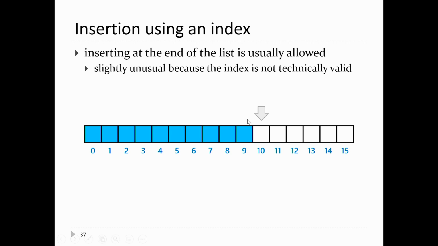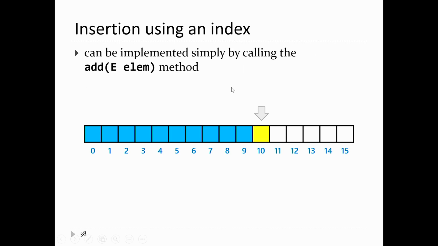However, this method allows you to set that element. So if you add at index 10, that just adds to the end of the list. And that's slightly unusual because that index is technically not valid. But adding at the end of the list is straightforward. If you detect that you have to add at the end of the list, just call add, the other version of add, which adds to the end of the list. So we can easily check for this case here.